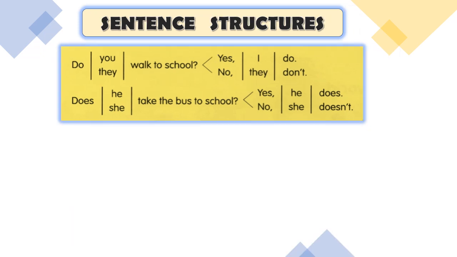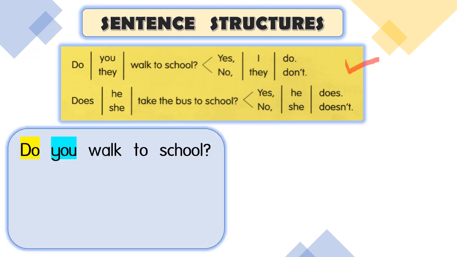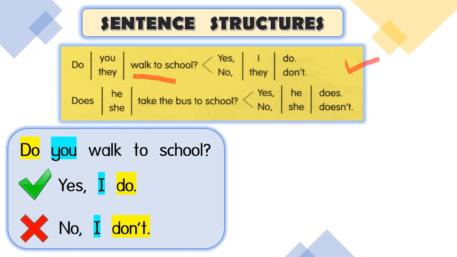Look at the sentence structures. It's in your textbook. So let's go one by one. Look at this part first. Do you walk to school? So, if you walk to school, how do you respond to this question? You will say, yes, I do. But if you don't, then you will say, no, I don't.